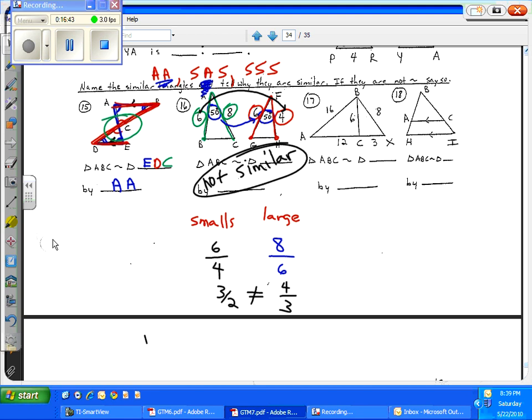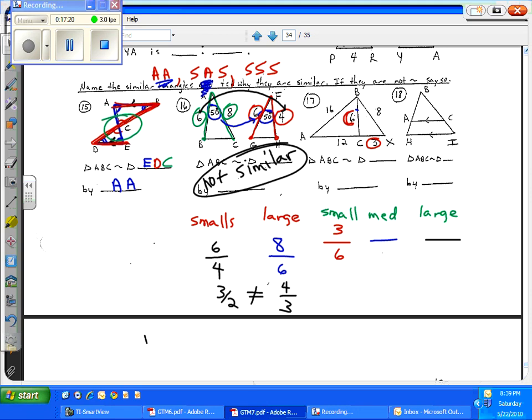We don't know any angles on number 17. All we know are sides. And so we have to check for side-side-side. And so what we're going to do is check with the smalls, mediums, and larges and see if they're proportional. So we're going to put small over small, medium over medium, and large over large. The small of this triangle is 3. The small of the big triangle is 6. So we're going to put small 3 to small 6.